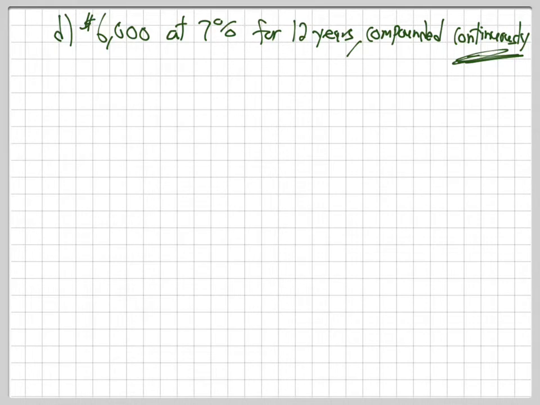Compounded continuously. Well, that's a key word we're going to want to watch for in this section when it comes to money and when it comes to living things or substances growing or shrinking. Same thing. When you see the word continuous, that always means we're going to use a different formula. We're going to use what I call the PERT formula. A equals PE to the RT. So a little bit different formula instead of the one we've been using. This is only for continuous.